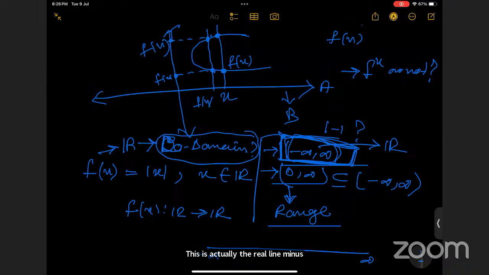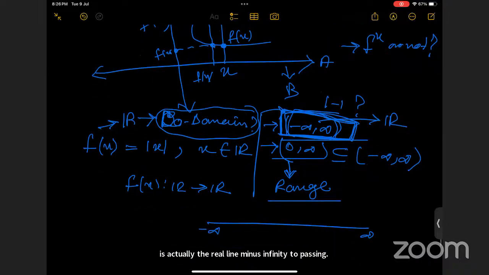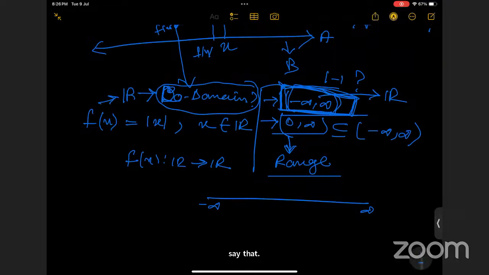Yeah, got it. It will be a function, but not onto. You want to say that? Yes. If our codomain is this, yeah. Okay. So is it onto or not?